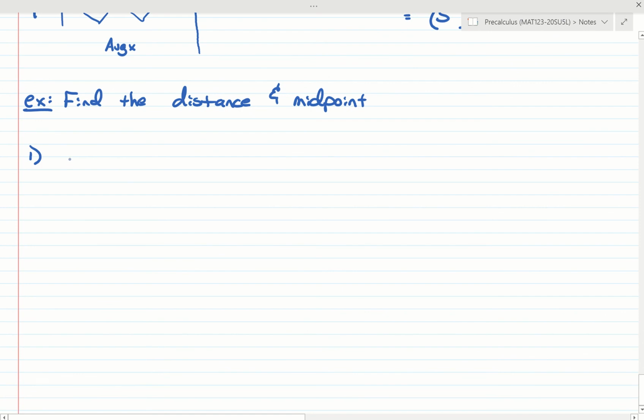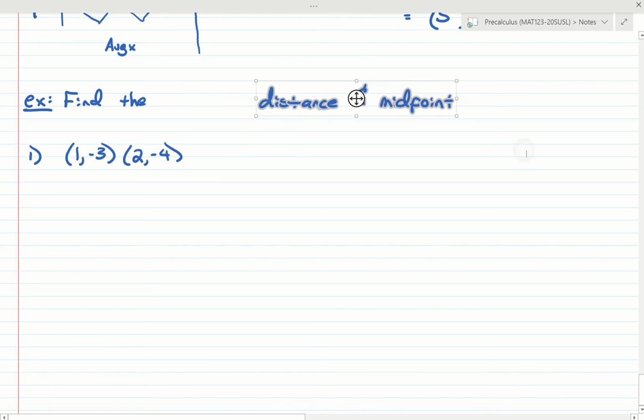And let's take a look. So we'll do (1, -3) and (2, -4). Okay. So I think what we'll do is maybe we'll try to get a little bit organized here. We'll do the distance there, and we'll do the midpoint a little bit further out. That's how we'll do it.